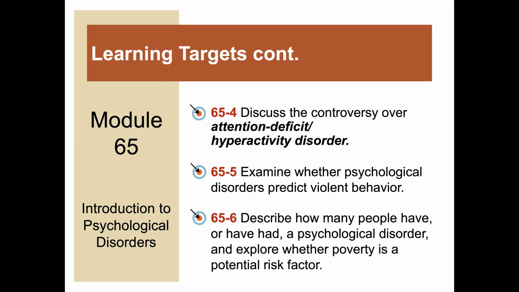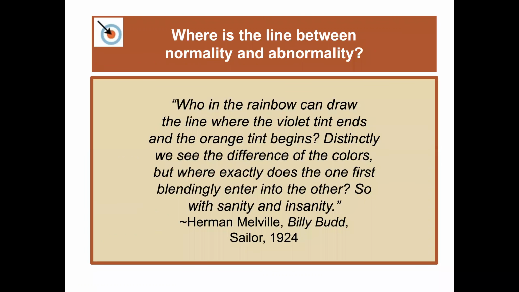So this is a really great quote to think about when we're thinking about normality and abnormality. Who in the rainbow can draw the line where the violet tint ends and the orange tint begins? Distinctly, we see the differences of the colors, but where exactly does the one first blendingly enter the other? So with sanity and insanity.